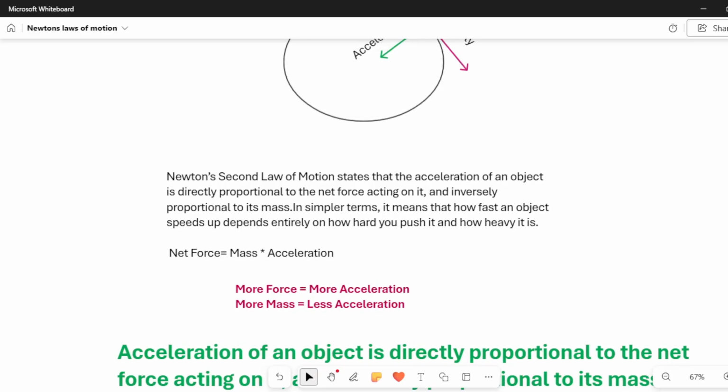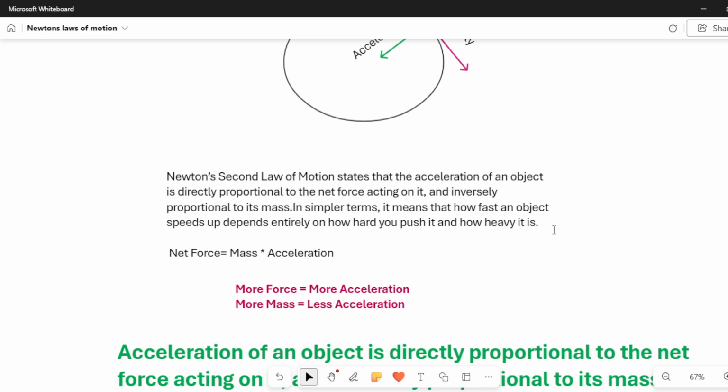Now we will try to understand Newton's second law of motion. So what does Newton's second law of motion state? It states that the acceleration of an object is directly proportional to the net force acting on it and inversely proportional to its mass. In simple terms, it means that how fast an object speeds up depends entirely on how hard you push it and how heavy it is.